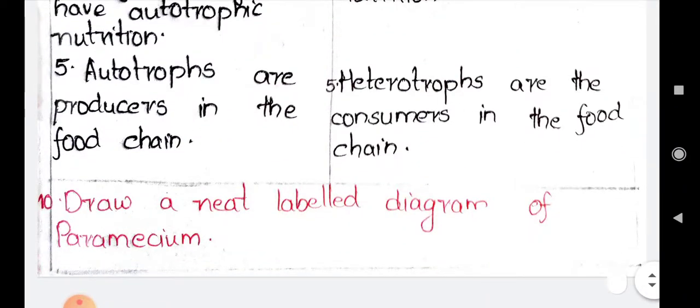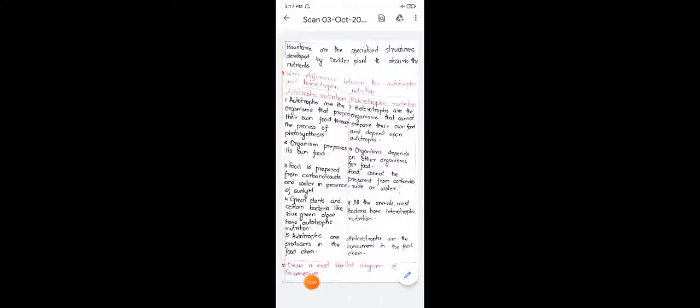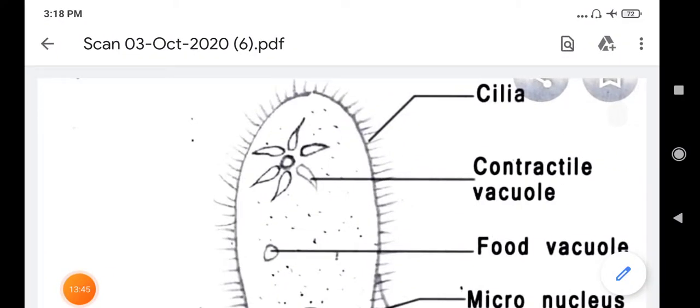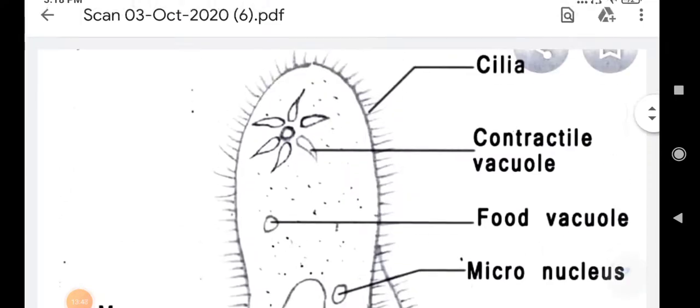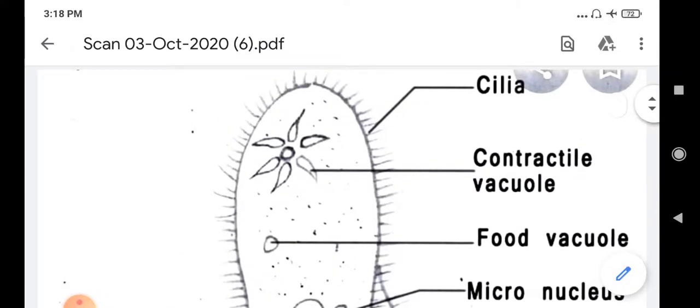Now let's go to the last question: draw a neat labeled diagram of paramecium. Paramecium is a unicellular organism, and I'll show you the diagram you have to draw. This is the diagram you have to draw for the paramecium. You can see the paramecium is a slipper-shaped animalcule. It is a single-celled organism with the shape of a slipper, that's why it's called a slipper-shaped animalcule. All over the body of the paramecium we have cilia, the part which helps in its movement.